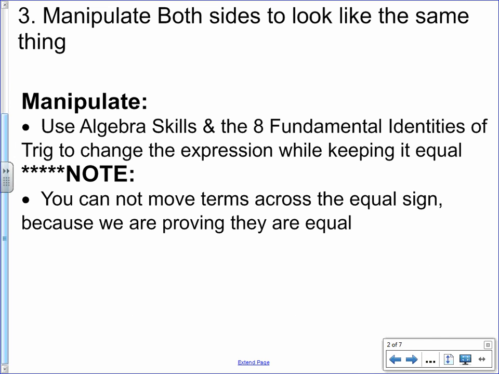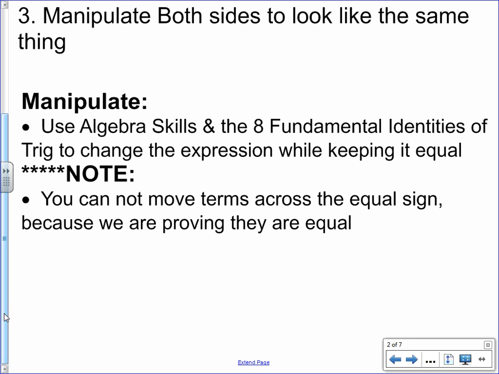Going back to the algebra skills, we are not solving an equation, okay? We're making one side look the same as the other side. So you can't actually take something and move it across the equal sign. It stays on the side where it is. We're just going to change the way it looks, but we're not going to move anything across the equal sign. Does that make sense? Okay. Everything has to stay on the side that it originated. We can change the way that it looks, but we cannot move it across.